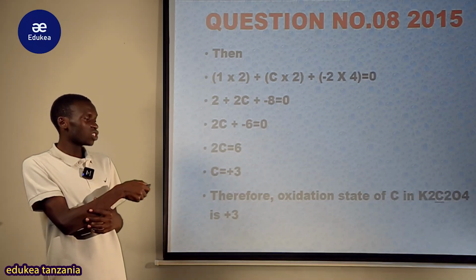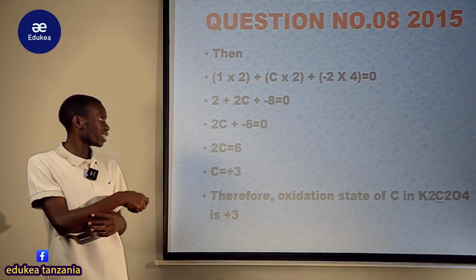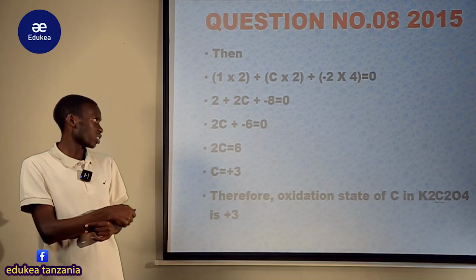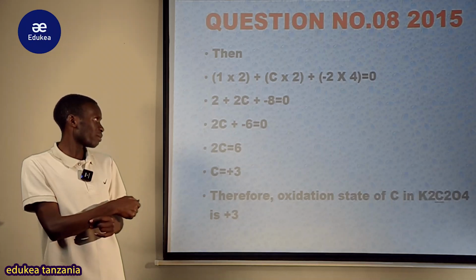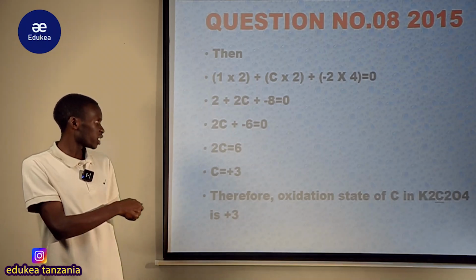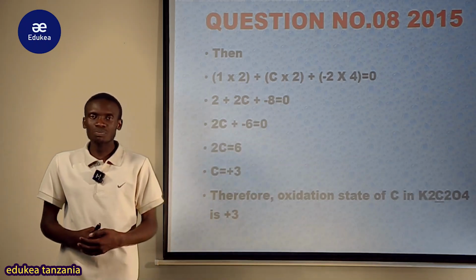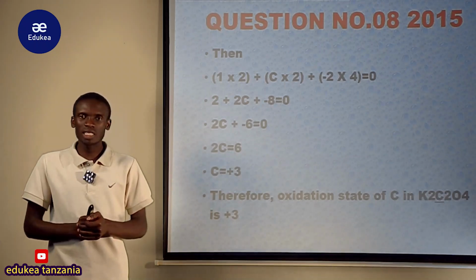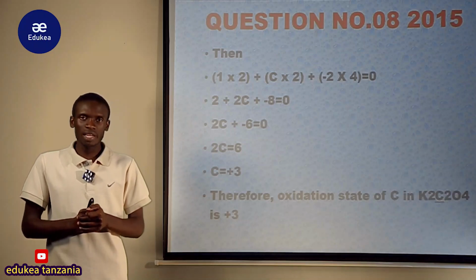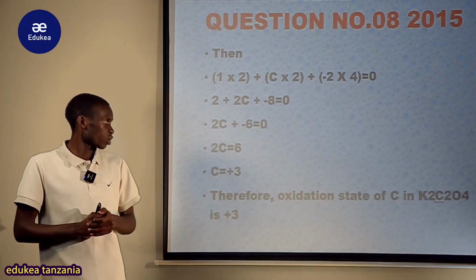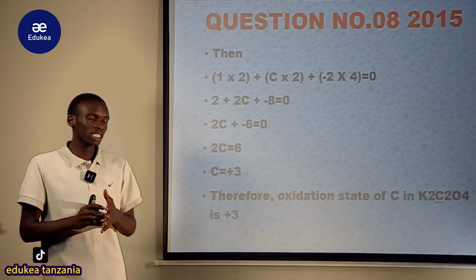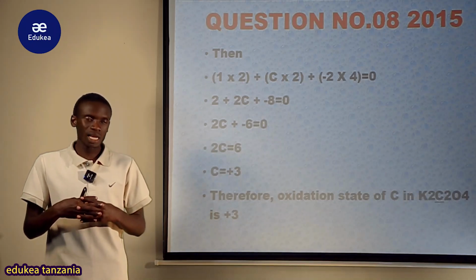Then take this 6 to the right side, you get +6. So 2C is equal to +6, divided by 2, you get C equal to +3. So the oxidation state of carbon in potassium oxalate is +3. That is about the oxidation state of carbon in potassium oxalate.